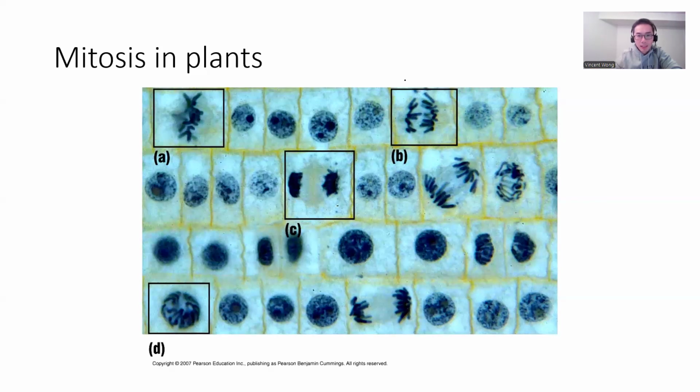Most people got this one. Yes, this is anaphase. You can see the individual sister chromatids here. These are onion cells, by the way. Do you see another anaphase? Which row do you see it in, if any? Another anaphase. Anybody?